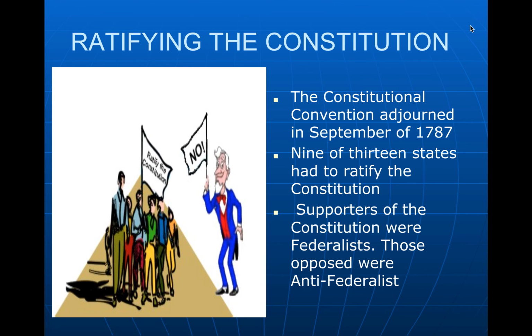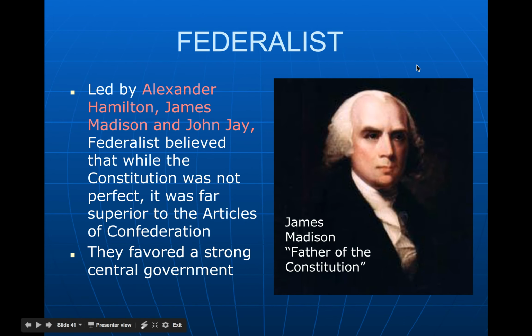The Constitutional Convention adjourned in September of 1787. Nine of the 13 states had to ratify the Constitution. Supporters of the Constitution were called the Federalists, and those who were opposed to the Constitution were known as the Anti-Federalists. Some of the Federalists included Alexander Hamilton, James Madison, and John Jay. The Federalists believed that while the Constitution wasn't perfect, it was far better than the Articles of Confederation, and they supported the idea of a strong central government.